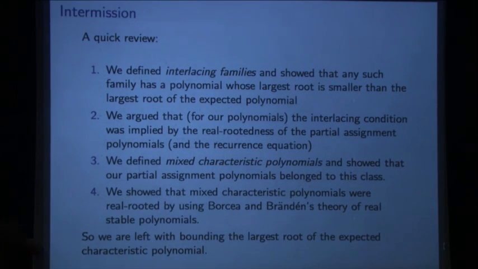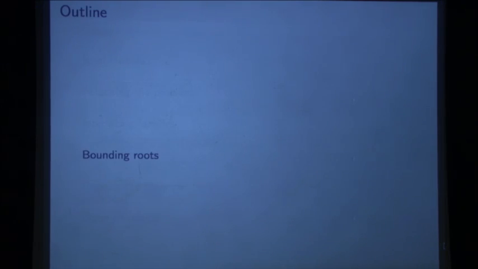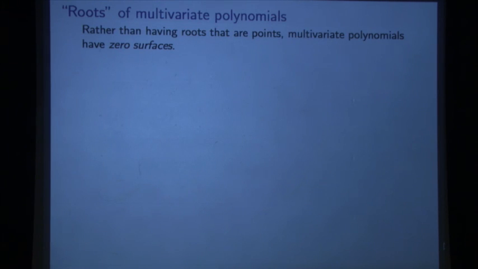Okay, so what are we left with? We're left with bounding the largest root of the expected characteristic polynomial. If we could do that, then that would give us the bound that we want on the assigned polynomial. So bounding roots. So what do roots of multivariate polynomials look like?